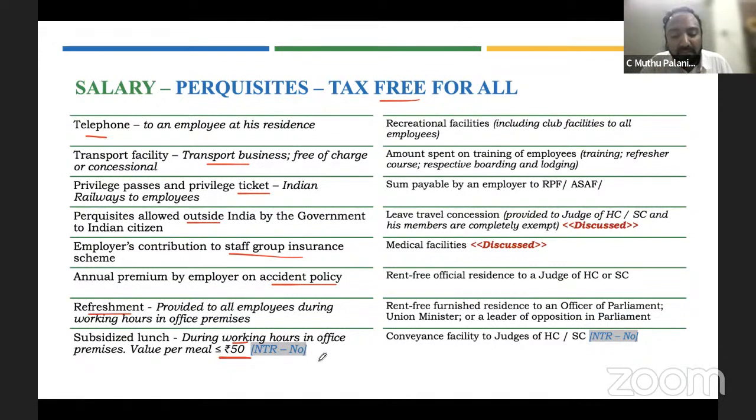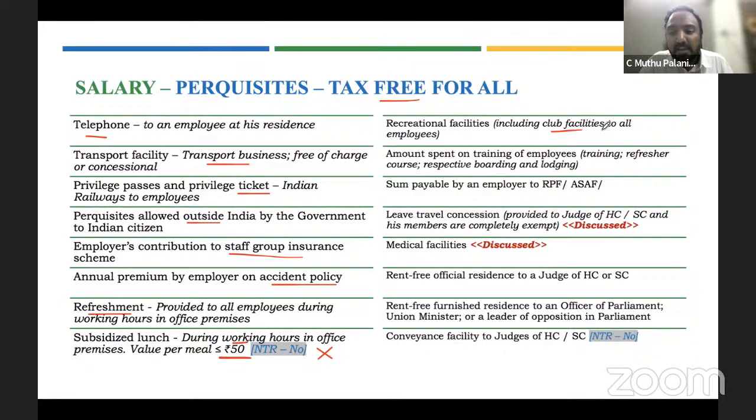And this is not available in the new tax regime. Which means there is no 50. The 50 is not applicable. So the entire thing becomes taxable. There is no relaxation. So it is not tax-free.